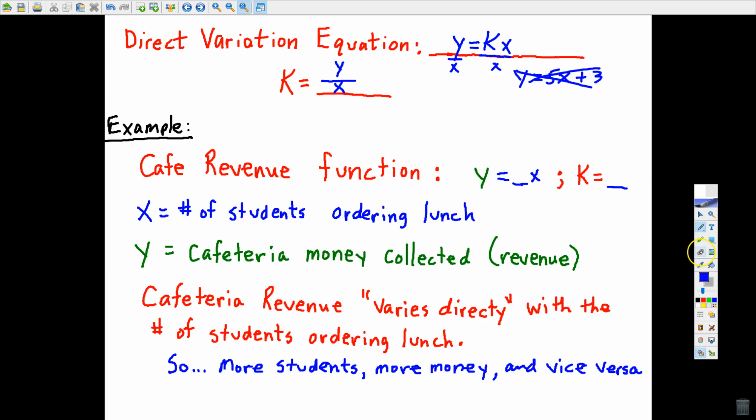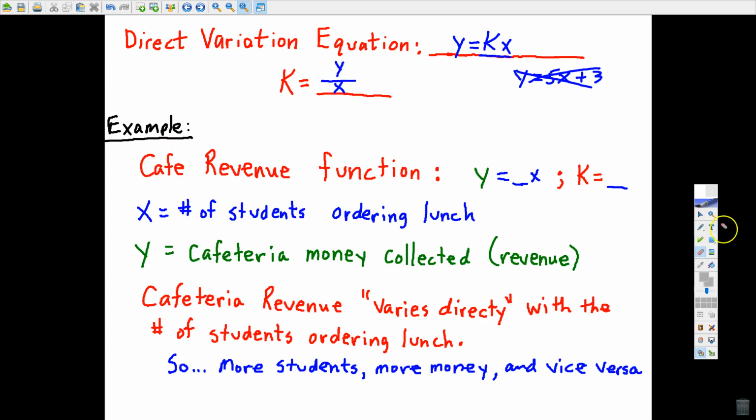Alright, so the big takeaway so far, make sure you understand what direct variation looks like in equation form. Here it is. And then a related note, very important note, is how do you find this number called k? You'll always find it for direct variation by doing y divided by x. It's always y over x.